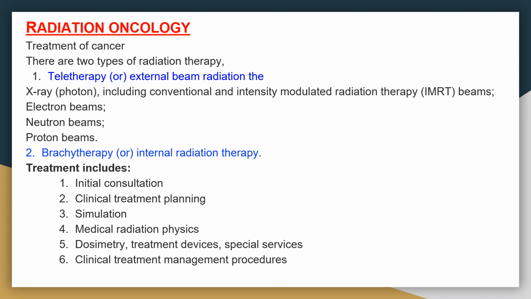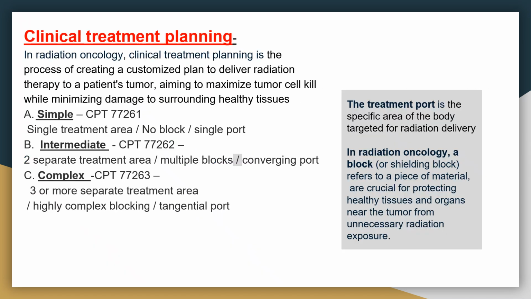Now the treatment mainly includes the consultation, then the clinical treatment planning, simulation, medical radiation physics, dosimetry, and clinical treatment management. So the clinical treatment planning in the radiation oncology is basically the process of creating the customized plan to deliver the radiation therapy to the patient's tumor. And the aim is to maximize the tumor cell killing and minimize the damage to the surrounding healthy tissue.